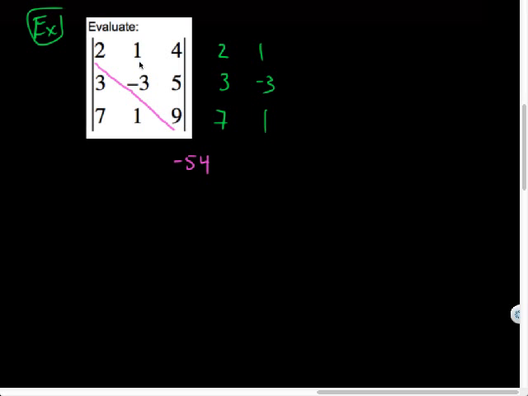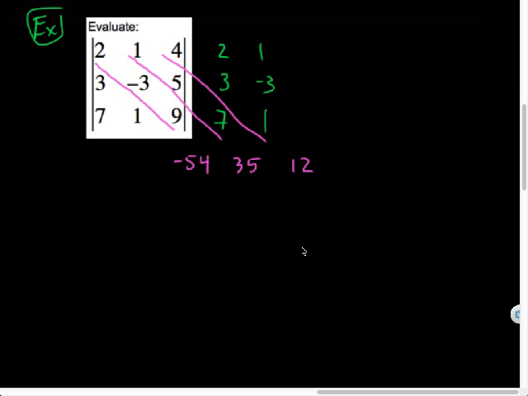Another primary diagonal, 1 times 5 times 7 is 35. And another primary diagonal, 4 times 3 times 1 is 12.